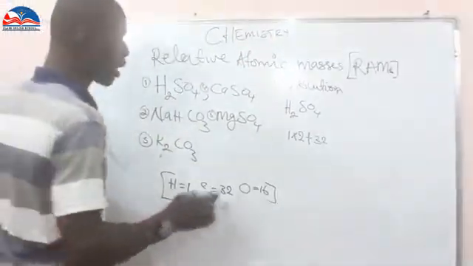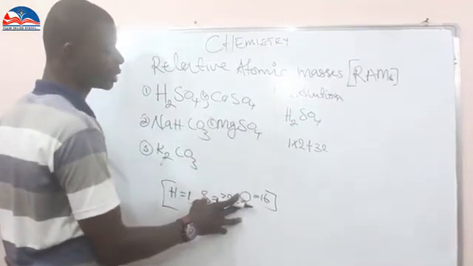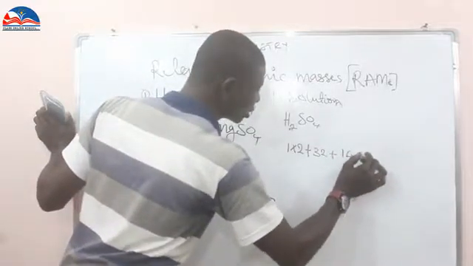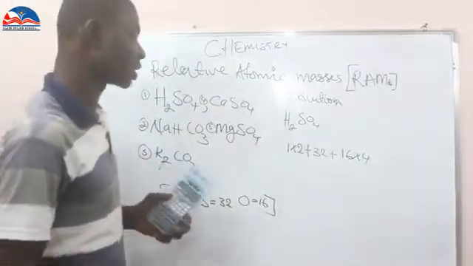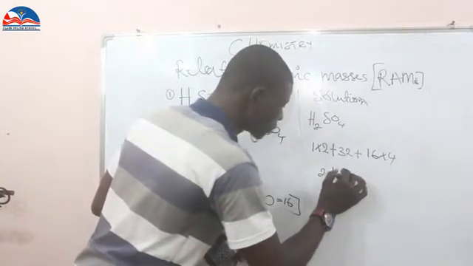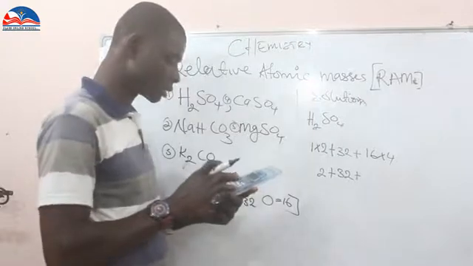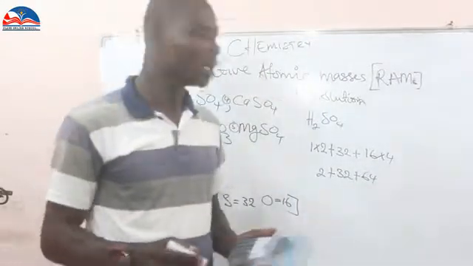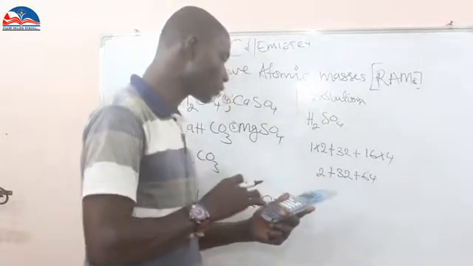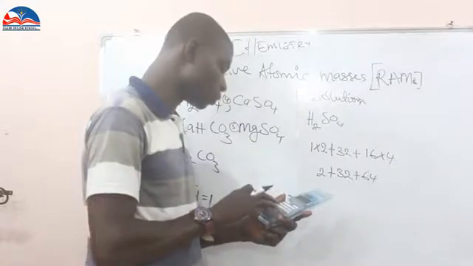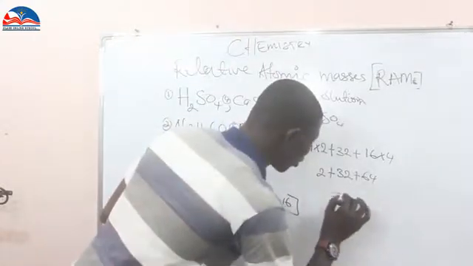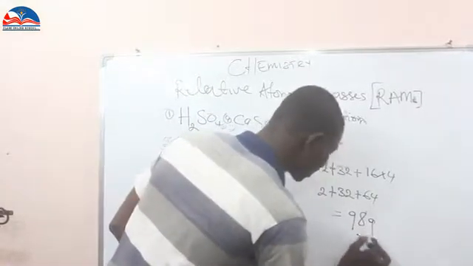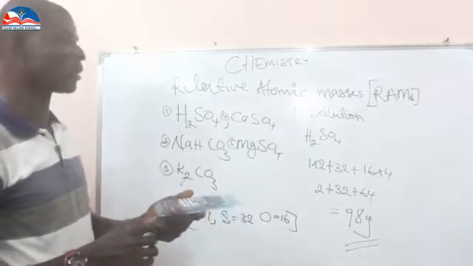Then I'll have another one, oxygen. What is the mass number of oxygen? 16. And this 4 here is affecting oxygen, and because of that, you're going to write plus 16 times 4. So with this, 1 times 2, plus 32, plus 16 times 4, which is 64. Now 64 plus 32 plus 2 will give me a total of 98. This is what we call relative atomic mass. 98 gram. This becomes your answer. That is how to solve relative atomic mass.